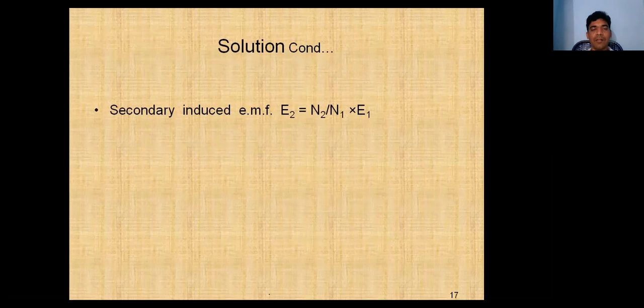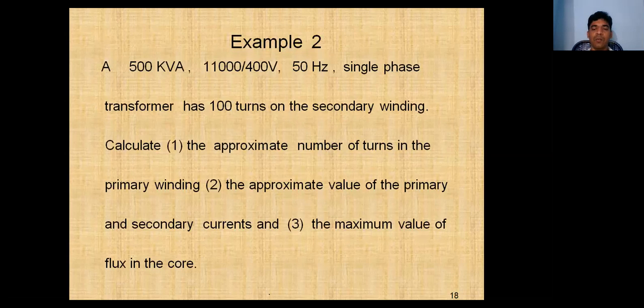Secondary induced EMF E2 is equal to N2 by N1 into E1, that is equal to 1050 by 350 into 400. E2 is equal to 1200 volts.